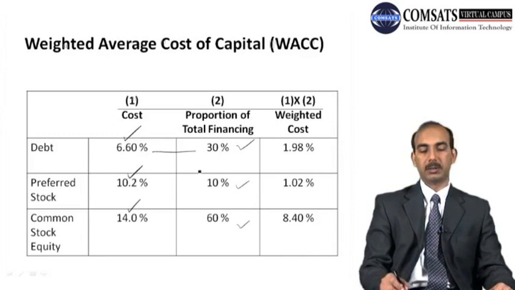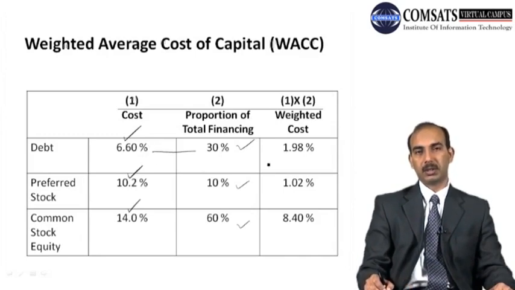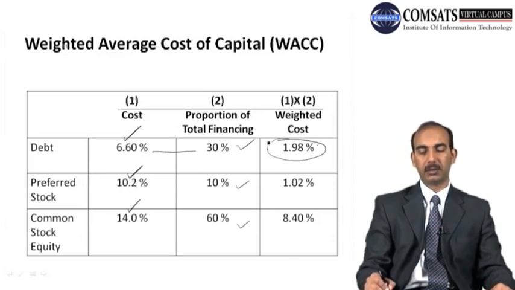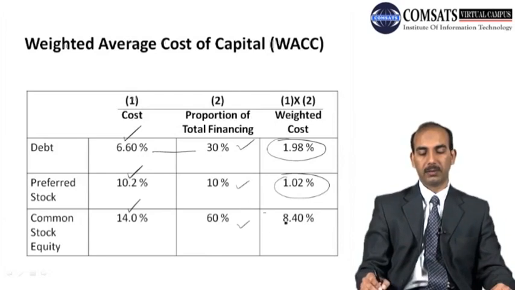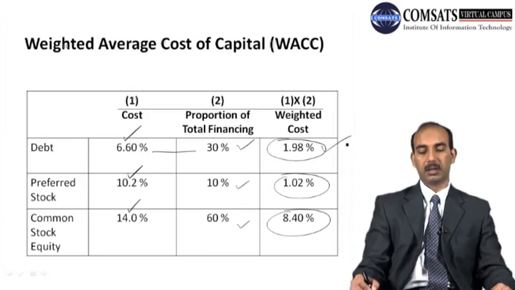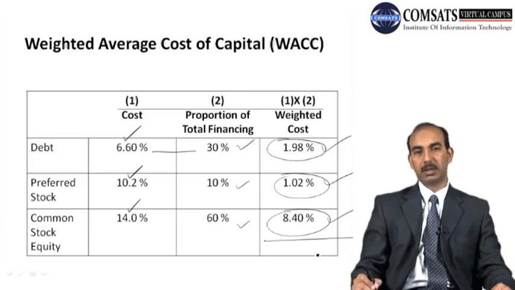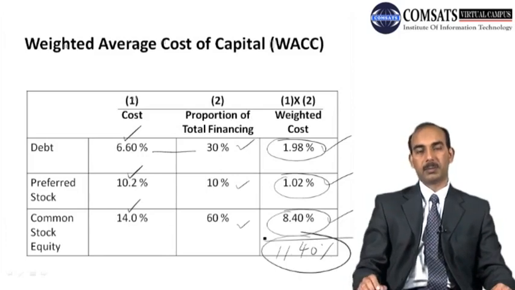You can see here, we multiply the cost by the proportion of the financing in the total financing. We get a weighted cost for debt equal to 1.98%. For the preferred stock, we get a weighted cost equal to 1.02%. And for the common stock equity, we have 8.4%. So this is the weighted cost of the individual proportions of the capital. And the total cost of capital for the firm, if you add up all these three calculations, you will get 11.40%. So this is the total cost of capital for a firm.